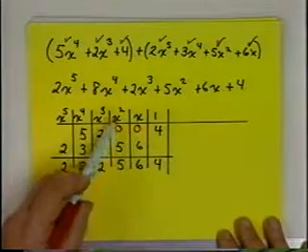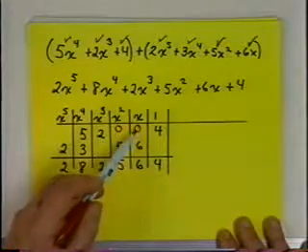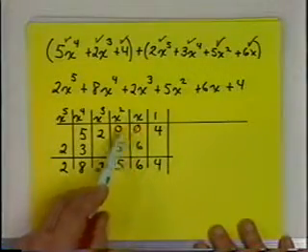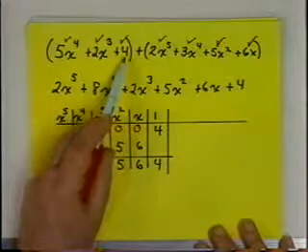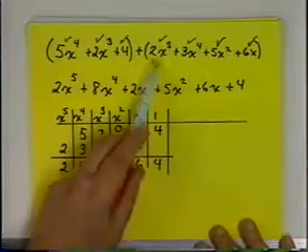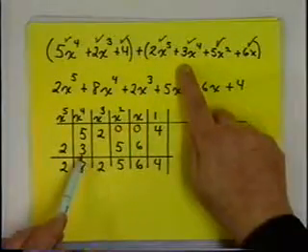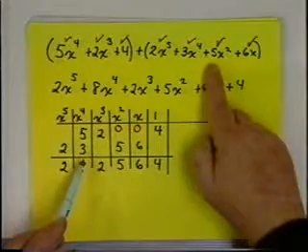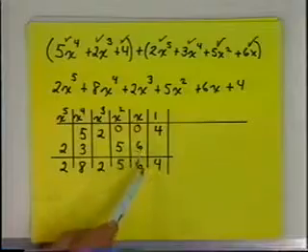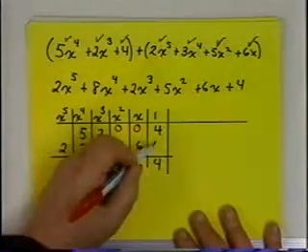I can see that I have no x squareds because the x squared column is empty. I can see I have no x's because the x column is empty. But I might want to make sure I put these zeros in just to remind me to make sure I'm putting the adjective into the right column. Now what do I do over here? The 2 goes into the x to the 5th column. The 3 goes into the x to the 4th column. Where does the 5 go? The 5 goes in the x squared column, and the 6 goes into the x column. I don't need the zeros here, but it's the same as if I had them.